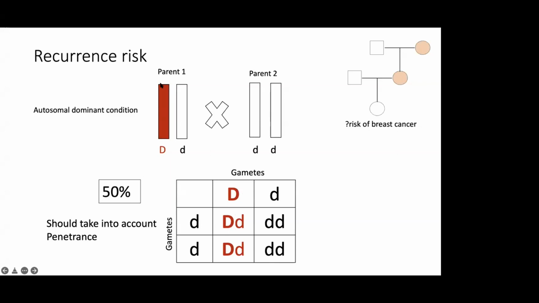Risk of recurrence, again, is easy to calculate in terms of the segregation of gametes. If we have a dominant disorder, then the risk of recurrence is 50%, as denoted by this square. All these red colored individuals will be affected and the black ones will not be affected. So out of the 4 possible combinations, 2 will be affected. That gives a risk of 50%. However, when we determine the risk of recurrence, we should always take into account the penetrance.